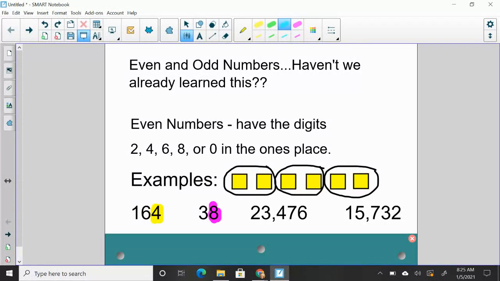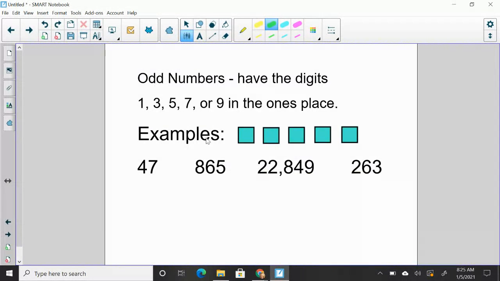In the number 23,476, I don't have to look at any of the other digits except for that digit in the ones place. So this 6 makes that number even. And then in our last example, 15,732, all of my digits are odd: 1, 5, 7, 3, except for that digit in the ones place. And that's the one that determines if your number is even or odd. Okay, so here are your even number examples. If we go to the next slide, same thing with odd numbers.